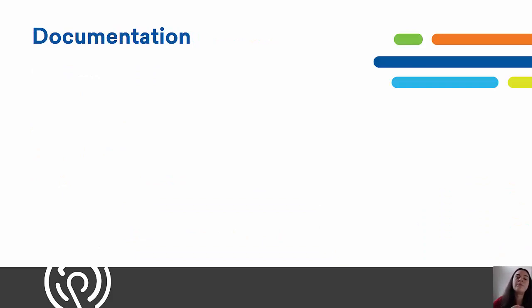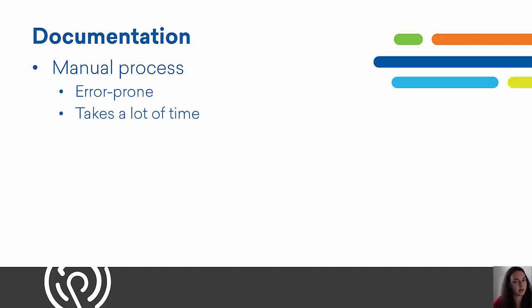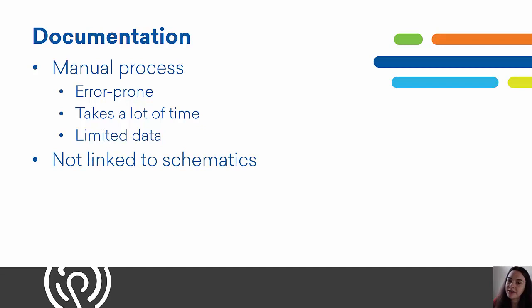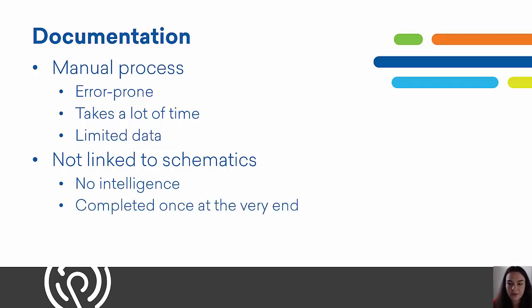Documentation is probably the most boring part of the design process. Most of us are doing this manually today, which means it's highly error prone. It takes a lot of time. It kills a lot of brain cells, and we end up with documentation that is, let's say, less data rich than it could be. Furthermore, our documentation won't have any direct link to our schematics, so we usually end up doing it either one time at the very end or not at all, since it's not intelligent and changes won't propagate to the documents, so things aren't staying in sync. So let's take a look at how we can address this using a purpose-built tool.